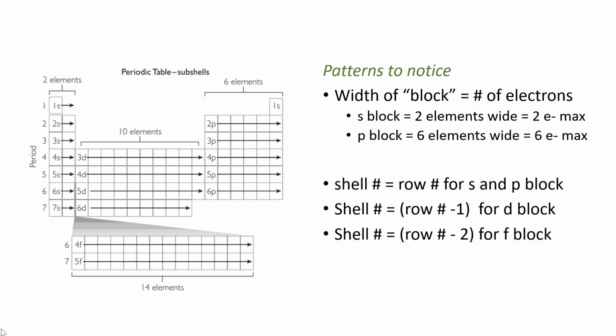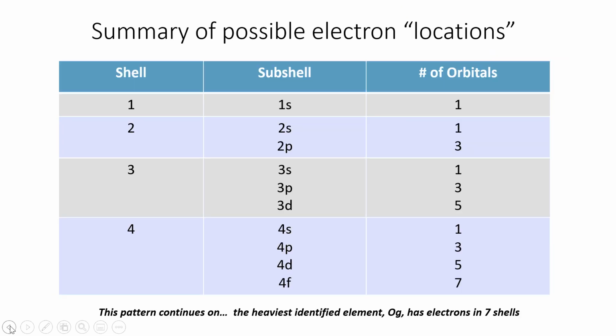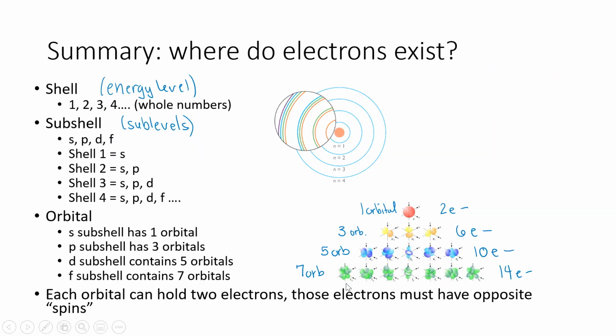And the reason for that goes back to, excuse me while I flip back through some slides, this right here, the number of orbitals. So S is one orbital, that's 2 electrons. P has 3 orbitals, 6 electrons. D has 5 orbitals, that's 10 electrons. F has 7 orbitals, that's 14 electrons.